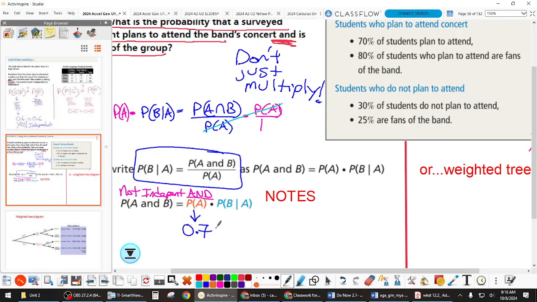70% of students plan to attend, so 0.7. Okay? And then the second one, probability that a student is a fan given that they plan to attend. I'm going to actually write that out while you look at the chart.